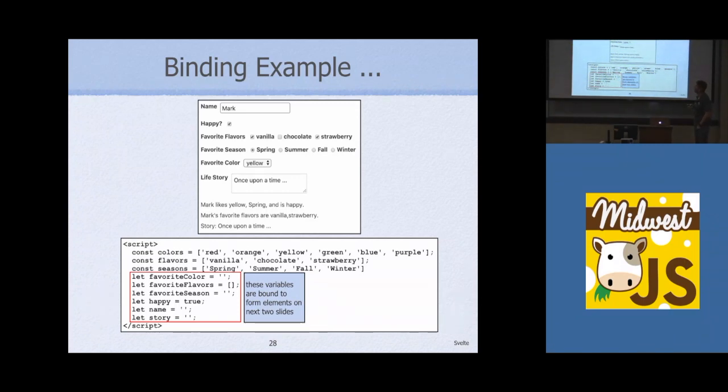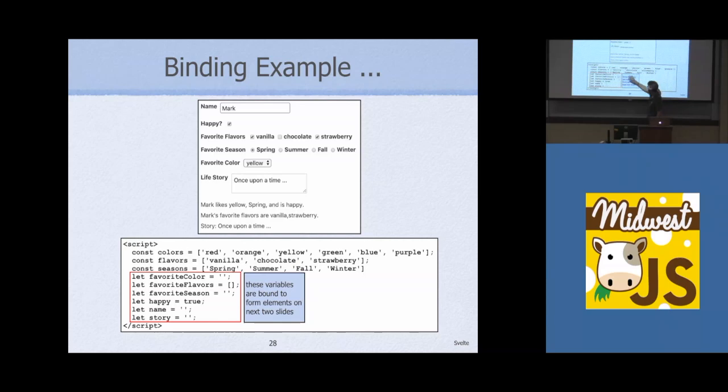So there's an input so you can type in a name, a checkbox so that you can say whether you're happy, a bunch of checkboxes to say what flavors you like, and seasons, and you have to pick one of those seasons because they're radio buttons. I've got a drop down to pick a favorite color, a text area for typing in your life story, and then I'm going to report on what you did there. So I'm trying to show examples of all the common form elements and how you would bind to them.